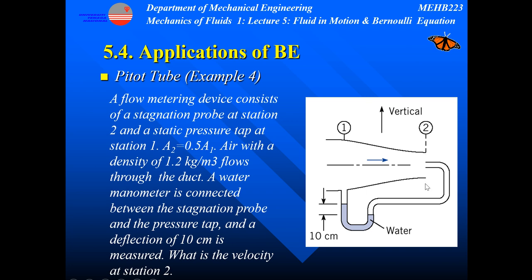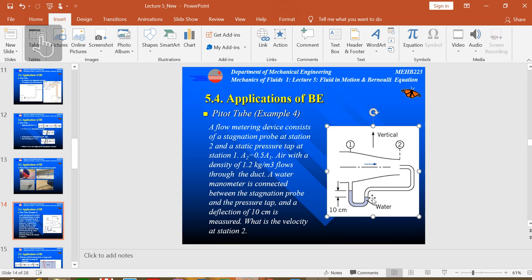Basically, the velocity that we want to measure is not at the entrance of the tube. If you want to measure the velocity at the entrance of the tube, it's definitely 0, because it's the stagnation point. The velocity that you want to measure here is before the stagnation point, which is at the exit of the duct. So let's do this.